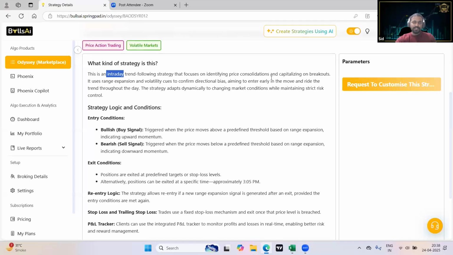It identifies price consolidation and capitalizes on the breakout. It uses range expansion, as I told you. Contraction and expansion is the main backbone of this strategy. And it adapts dynamically to changing market conditions.